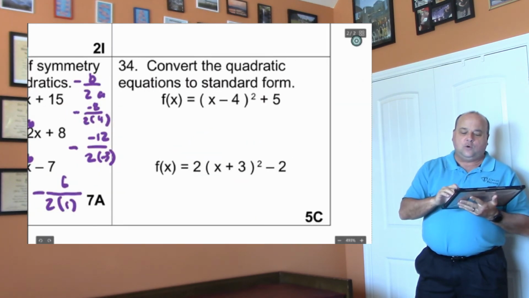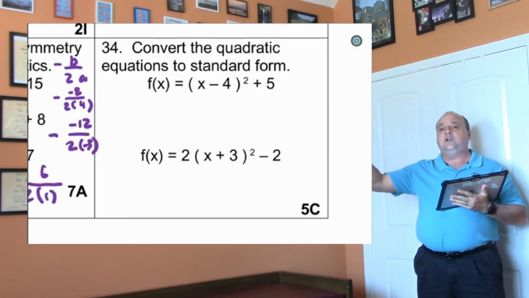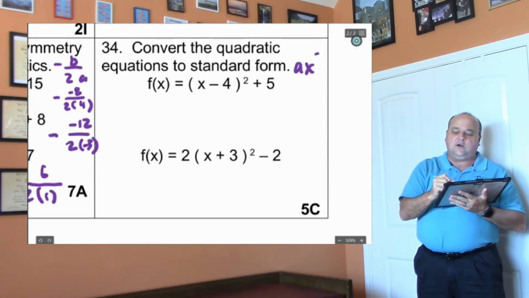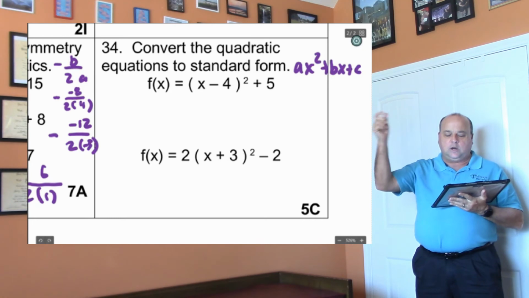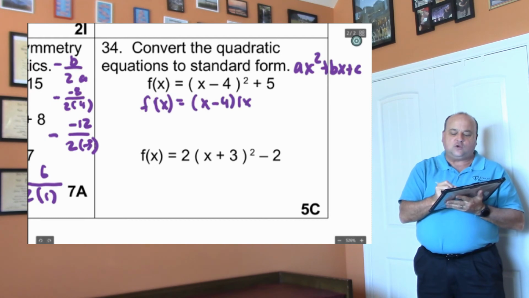And lastly, let's go over here. On the worksheet you just did, you made them into vertex form. Now we're going to go from vertex back to standard. And remember, standard form is ax squared plus bx plus c. So we're going to write down f of x equals, and I'm going to put the x minus 4 down twice.